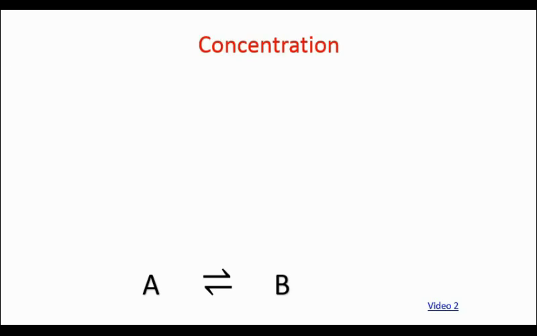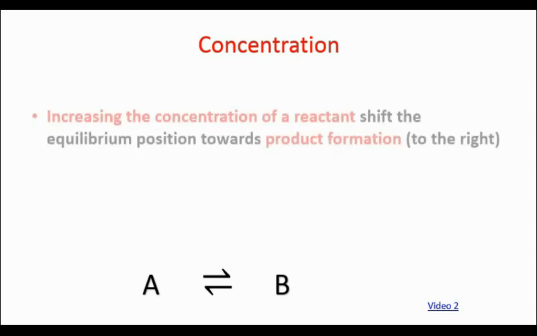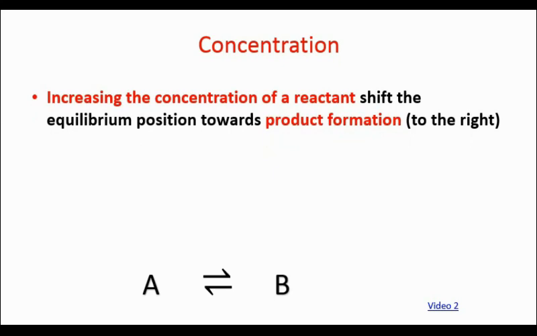The first factor: changing the concentration of the components in an equilibrium system. Increasing the concentration of a reactant will shift the equilibrium position toward the product formation, or to the right. Let's look at the example. Increasing the concentration of reactant A will shift the reaction to the right, to the product formation.